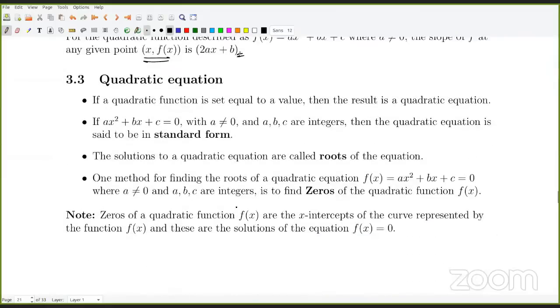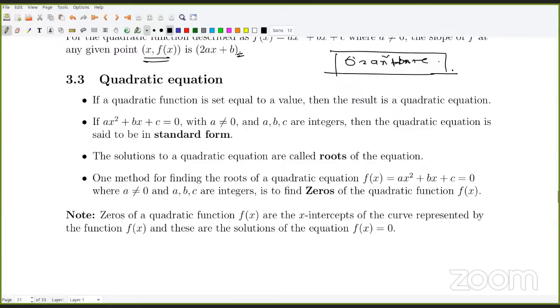Yes, move forward. Okay. Now, when I replace f of x with 0, so we have quadratic function f of x is equal to ax square plus bx plus c. When I replace f of x with 0, the result will be a quadratic equation. So ax square plus bx plus c set to 0 or to a value will convert to a quadratic equation. And we say the standard form is ax square plus bx plus c is equal to 0.